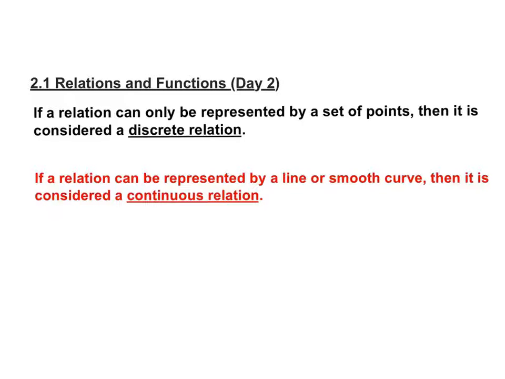Okay, so notice a couple of the key differences here between the top and the bottom. Represented by a set of points, then it's discrete. Represented by a line or a smooth curve, continuous. Oftentimes, continuous is some type of measurement. So if there's meaning in between the two points, for example, weight. You can think about your own weight.